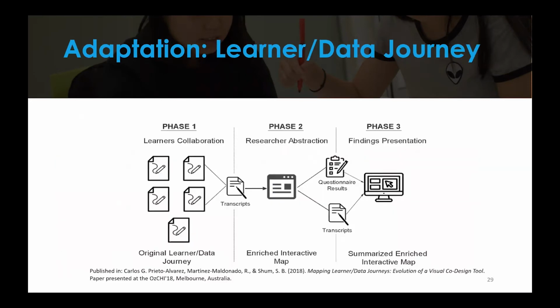The learner data journey, as published in the Australian Conference on Human-Computer Interaction, is a process that allows people to produce paper-based journeys. People illustrate how they do their things, which allows the researcher to use all this information, analyze it, and deliver this information back to stakeholders. We gather information about what the problem is, analyze it, and tell you what is wrong.